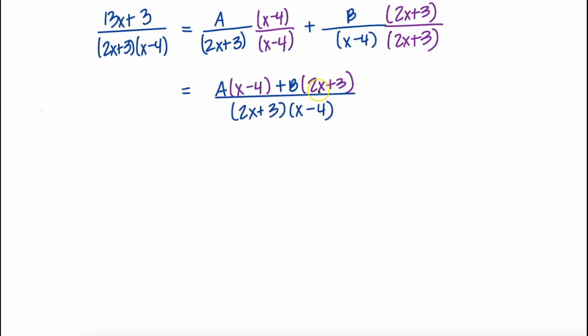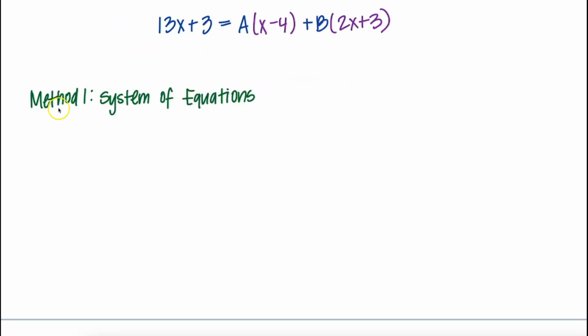Now we have one rational expression, with A times the quantity (x − 4) plus B times the quantity (2x + 3), all in the numerator. Now the two denominators are the same, and so the two numerators must be equal to each other if these two quantities are to be equal. So we're going to focus on setting the two numerators equal to each other and ignoring the denominators. The first method we're going to look at is forming a system of equations, which is the tried and true method when finding a partial fraction decomposition, but it can be kind of time consuming.